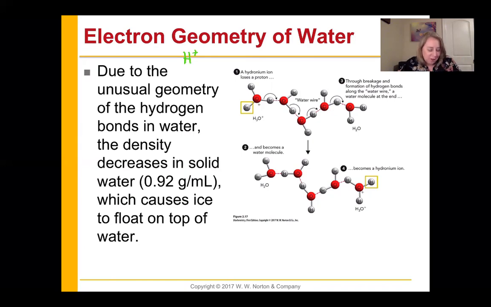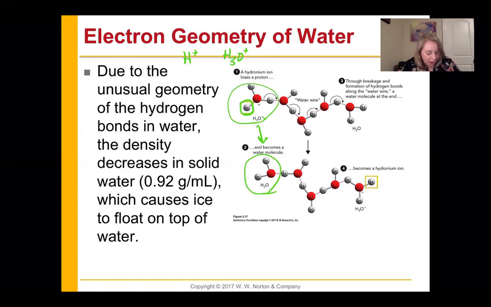H+ doesn't actually exist in the water. It's actually H3O+, right? And so this hydronium ion can lose a proton. It can lose that hydrogen, right? And if that happens, it turns into a water molecule. So here's the example: it starts out as a hydronium, turns into a water molecule.